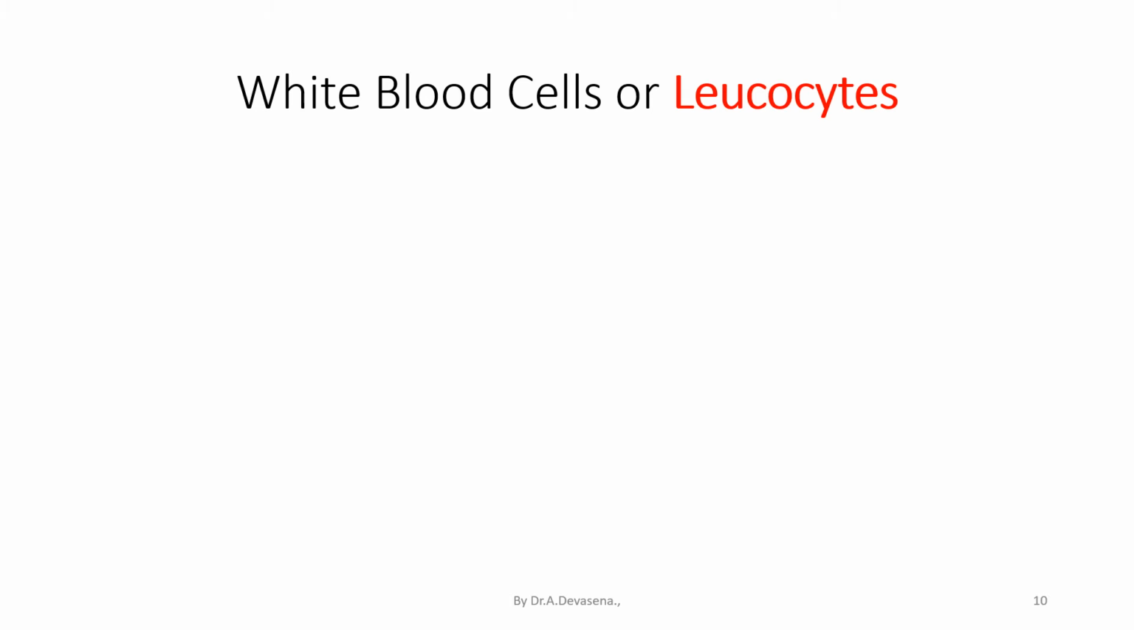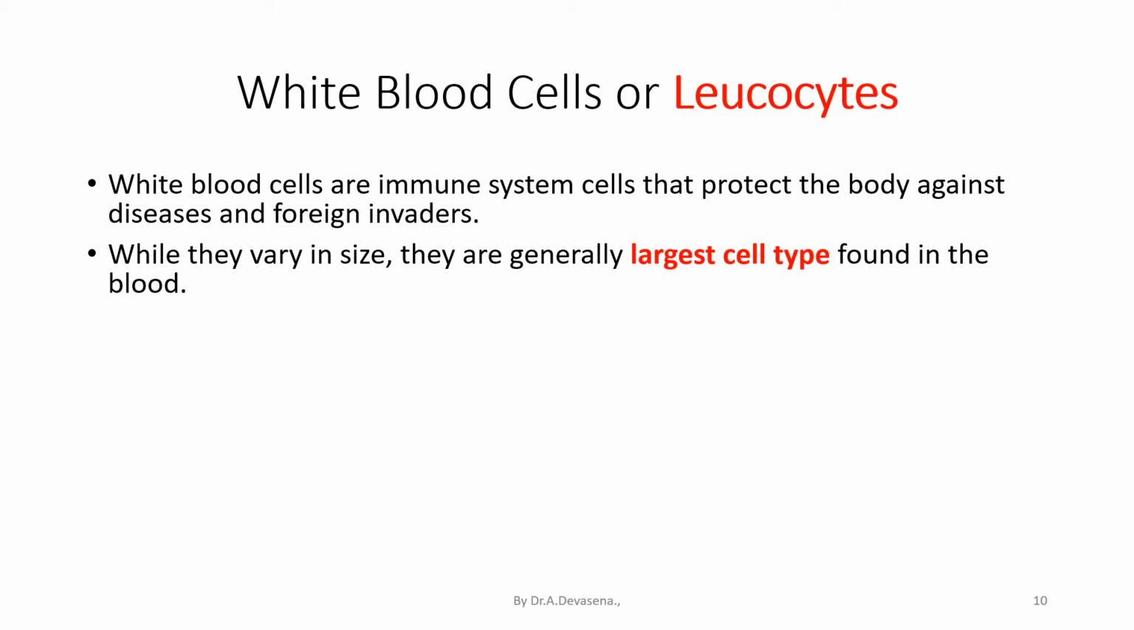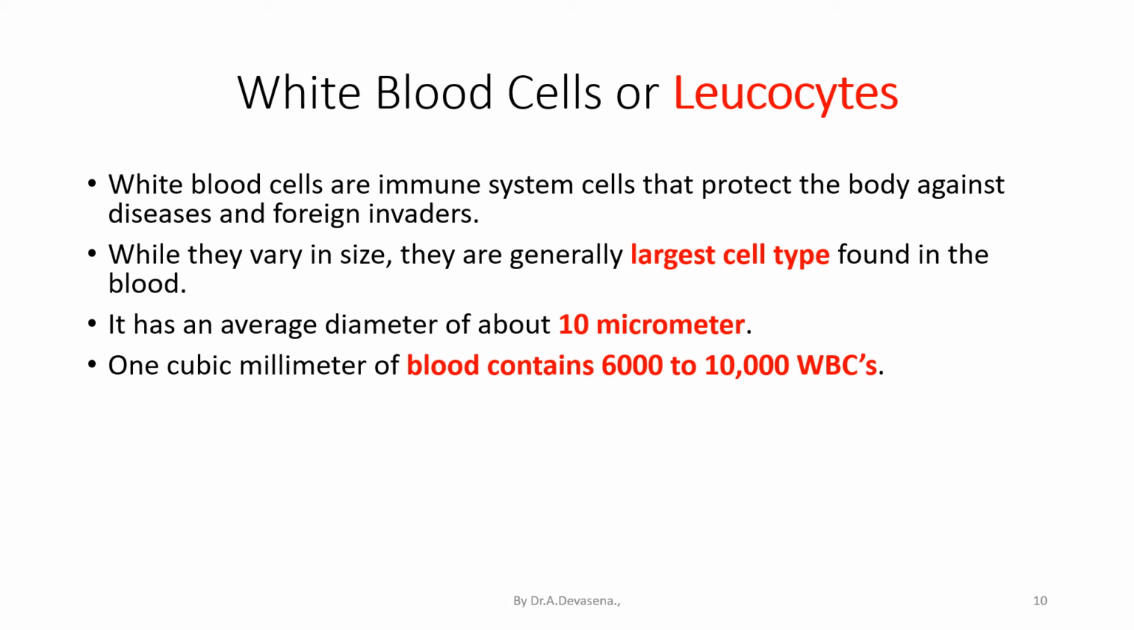Now we discuss about white blood cells or leukocytes. White blood cells are immune system cells that protect the body against diseases and foreign invaders. While they vary in size, they are generally the largest cell type found in the blood. It has an average diameter of about 10 micrometer. 1 cubic millimeter of blood contains 6,000 to 10,000 WBCs. The lifetime of WBC is 7 to 14 days.